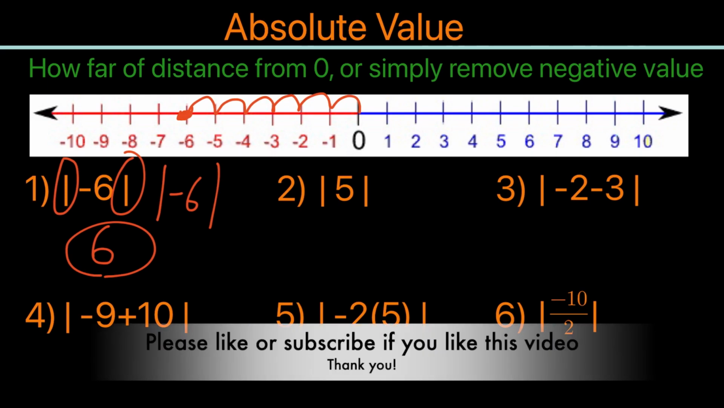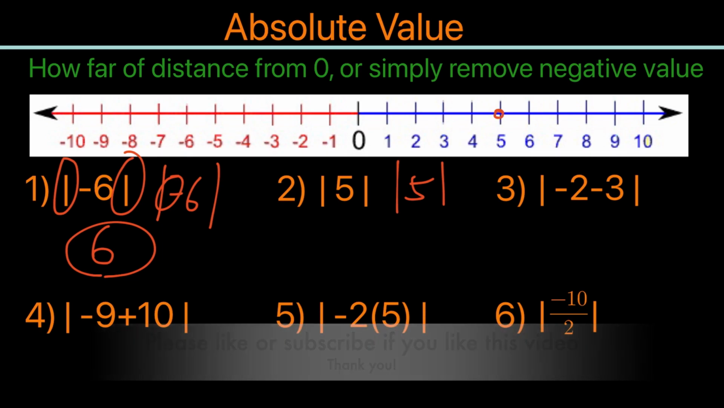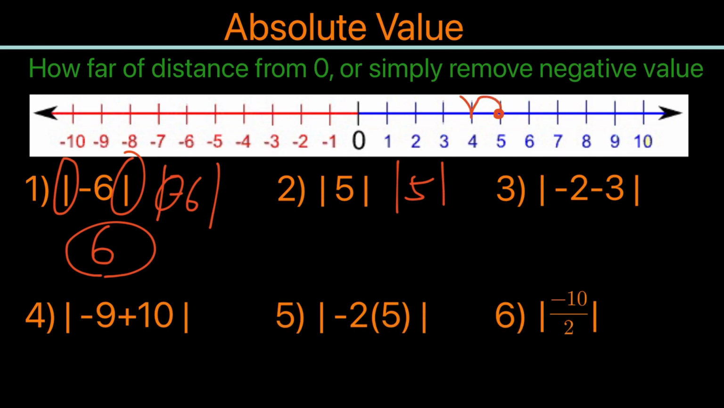Now, if you just simply remove the negative value here, then we could just find the answer as 6 as well. Now, for the second example, we have a +5. Now, a +5 absolute value, it will be here, and it will be 1, 2, 3, 4, 5 spaces from 0. So the answer is 5. Since there's no negative value from the 5, you could also know the answer is 5 because it doesn't have any negative value in it.